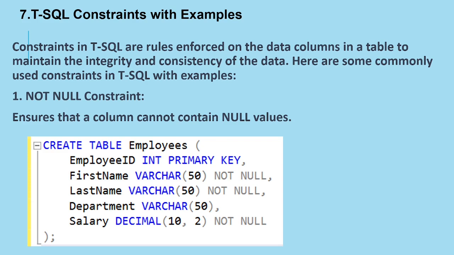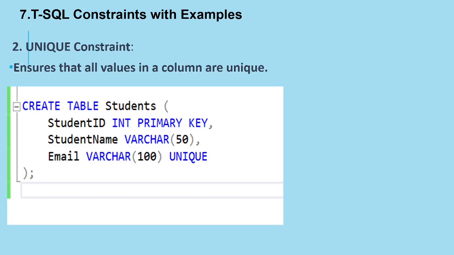The NOT NULL constraint ensures that the column cannot contain null values. For that purpose, we will use the NOT NULL constraint. If you see here, we have used first name, last name, and salary. We have added the NOT NULL constraint to avoid null values in those columns. Make sure data is available for those columns. The UNIQUE key constraint ensures that all values in a column are unique. It's like a primary key only. It will make the column hold unique data.